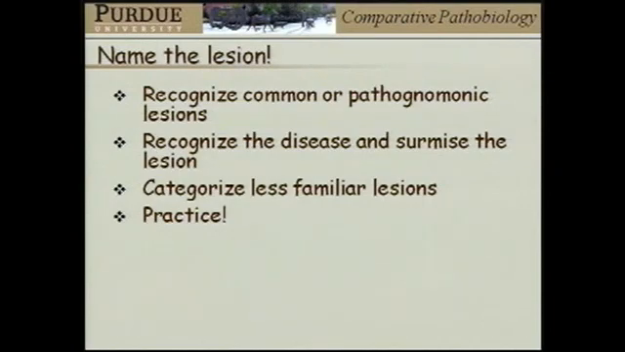So to reiterate, this process of naming the lesion, or making a morphologic diagnosis, can be done simply by recognizing the lesion and doing that knee-jerk response of naming it. Sometimes we recognize the disease first and then know what the lesion will be, or we can surmise that lesion and name it in that way. And especially today, we want to practice making a morphologic diagnosis for lesions that we don't recognize by categorizing them according to the disease process that we see.